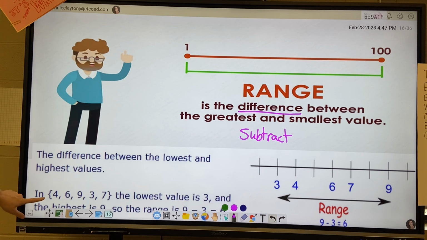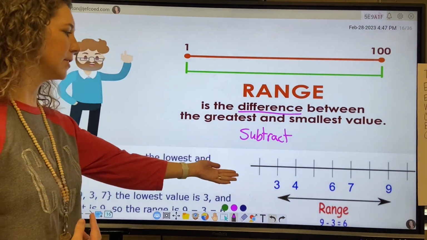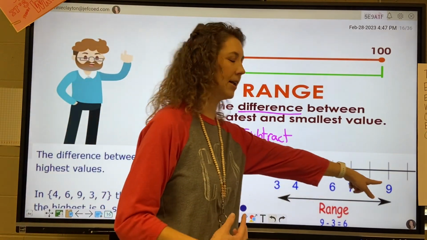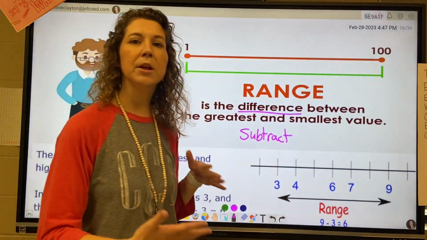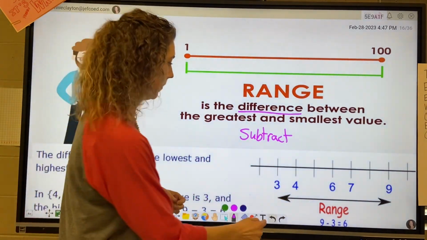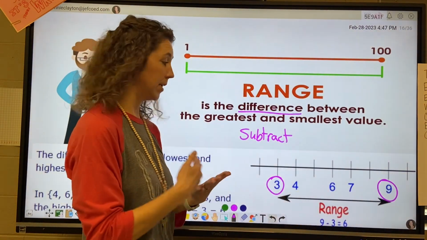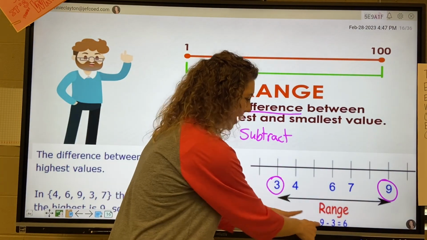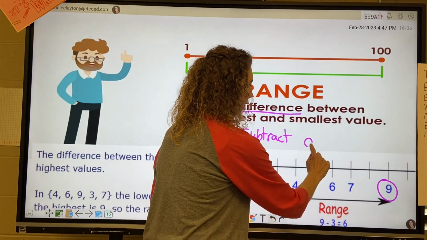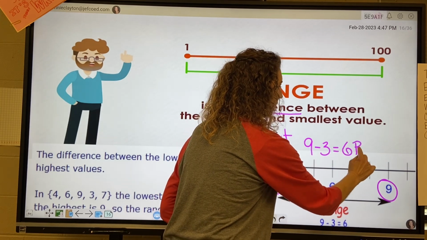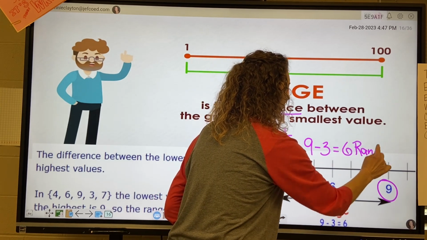If we had this data set, 4, 6, 9, 3, and 7, what is the lowest value? They put those numbers on this number line over here. They put them in order: 3, 4, 6, 7, and 9. So we're looking for the lowest value and the highest value. Lowest value is 3, the highest value is 9, and we just subtract those. I'll write it up here: 9 minus 3 equals 6. So the range is 6.